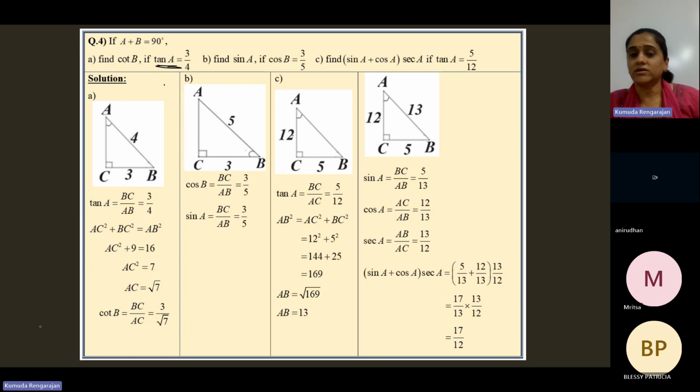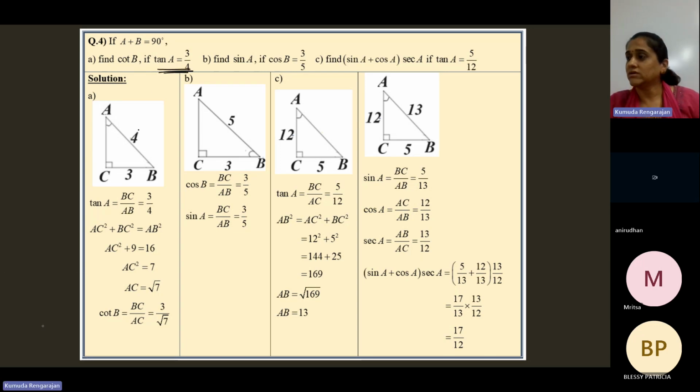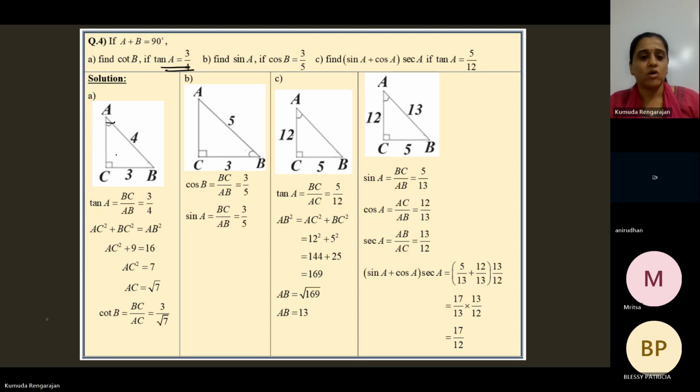Tan A is what? Tan A is opposite by adjacent. Opposite is 3, adjacent is 4. So you'll get this as 5. See here, tan A is 3 by 4, meaning tan is opposite by adjacent. Opposite is BC. This is A. See, I told you A plus B is 90, meaning A and B are acute angles. So C is the right angle. Correct? Okay, that's one thing. Then tan A is 3 by 4, opposite by adjacent. Opposite is 3, adjacent is 4. By mistake, I've written BC by AB. So I'll have to correct this one. Okay.